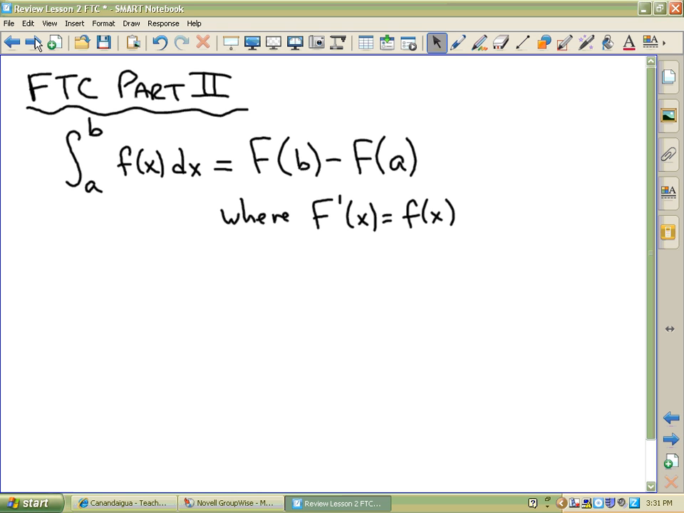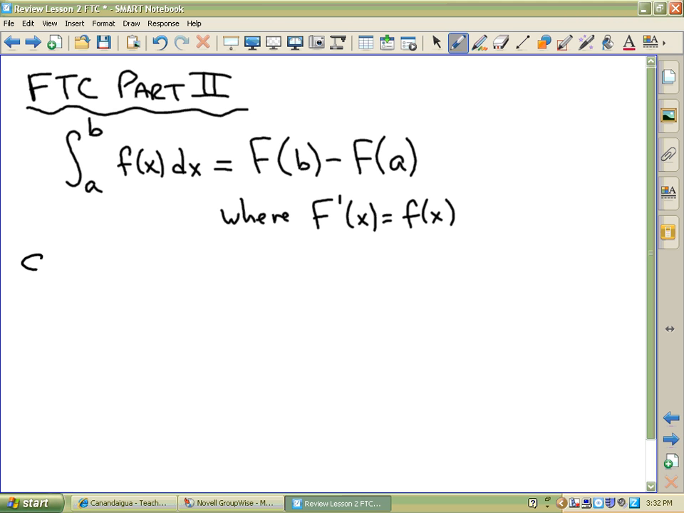This is the thing that helps us find the area under a curve. This is the thing that helps us keep track of area accumulation. This is the thing where if I know how to find an antiderivative, I can find any definite integral that I choose. This is the thing with which we are most familiar.